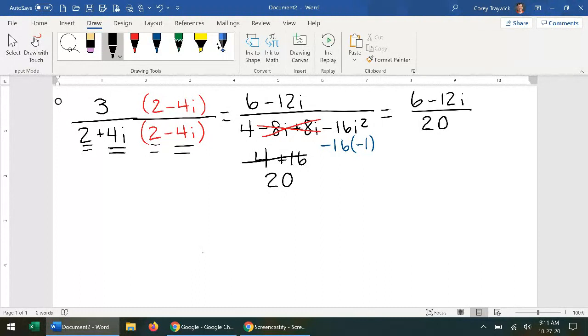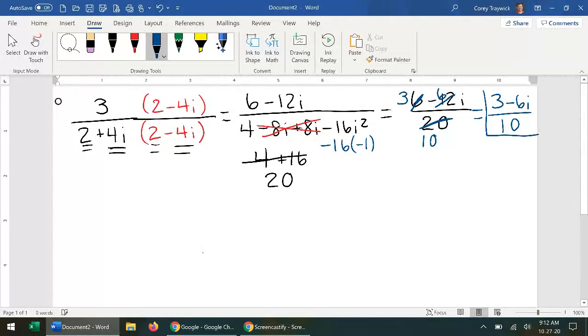Now, there's one last thing we can do. Don't stop reducing. Fractions go as low as they can. That's right. These can cancel out. They're all divisible by 2. 6 divided by 2 is 3. 12 divided by 2 is 6. And 20 divided by 2 is 10. So to make that nice and pretty, we're going to write it as 3 minus 6i over 10. And there's a way to split these up later on, but we're just going to leave it like this.